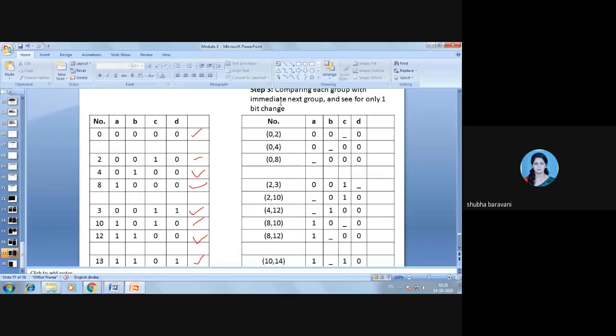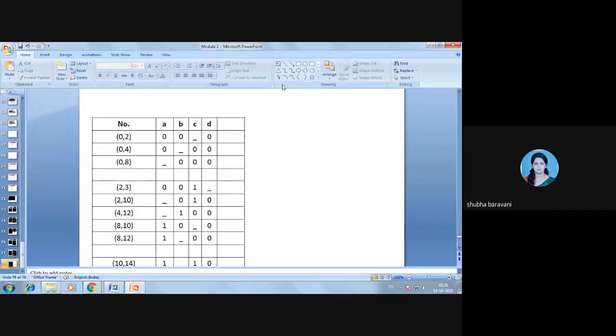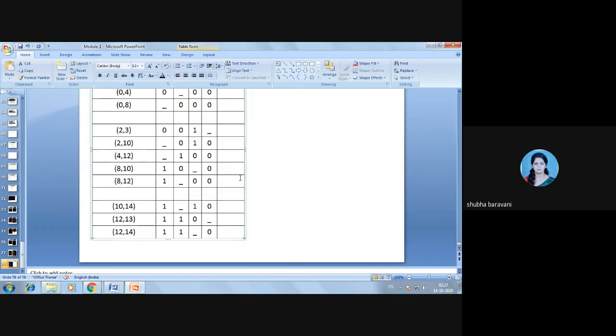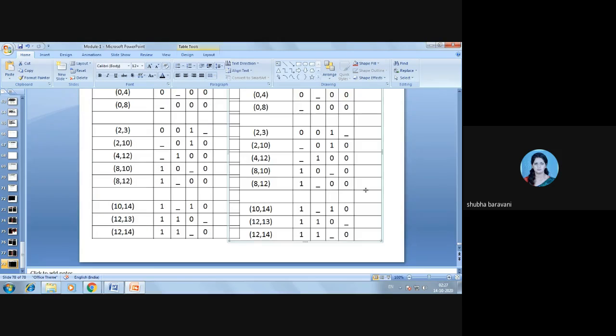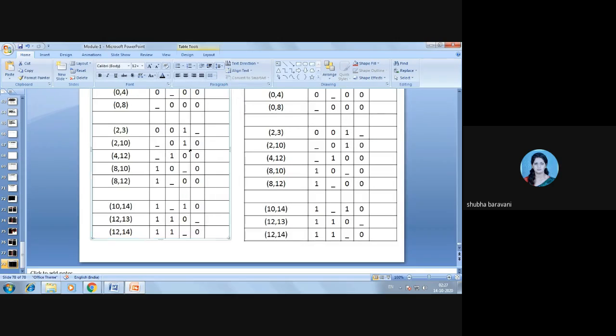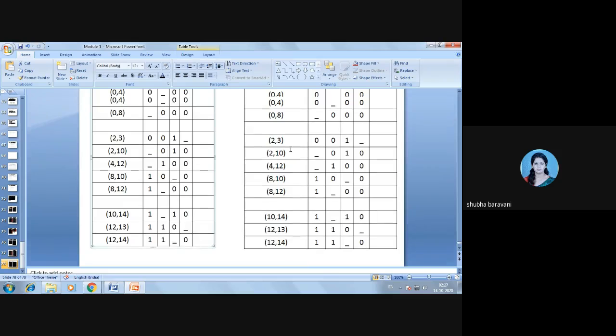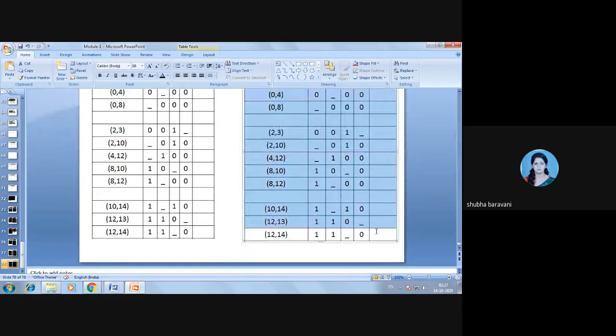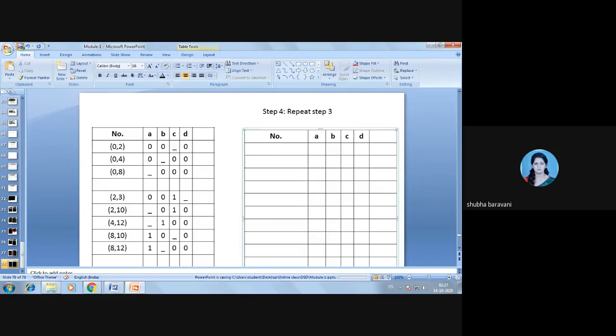Yes, ma'am. Now I'll go to step 4, which is to repeat step 3. Again I'll go on comparing. Okay? Step 4 is repeat step 3. So I'll take this only, copy. Okay, step 4. What do I have to do? Okay, right? Step 4, na?